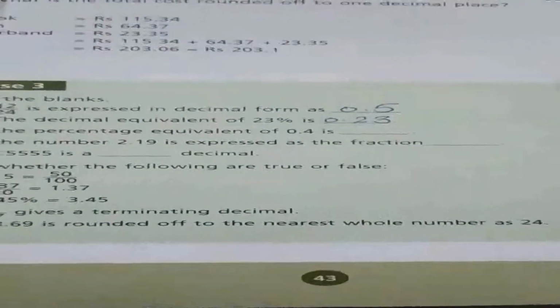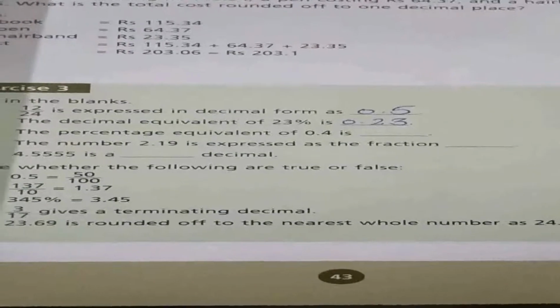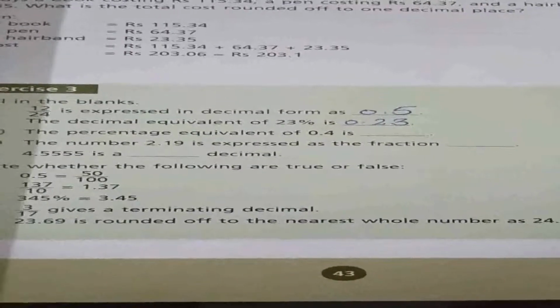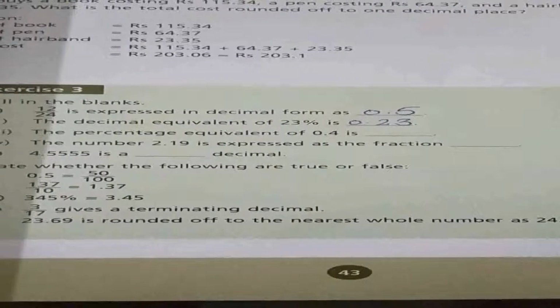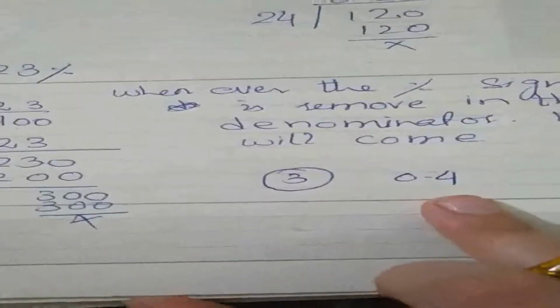Now moving to the next blank, percentage equivalent of 0.4. Now here the concept which we have studied before, that how you convert a decimal into a percentage is applying. Third point is you have to convert this decimal number into percentage. Move back to the theory. Here are the steps how you convert a decimal into percentage.